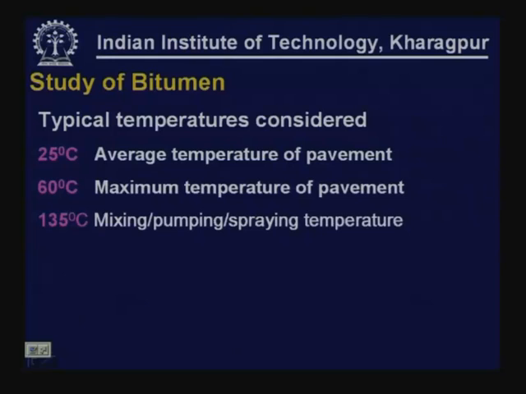Maximum temperature of pavement, maximum service temperature, that is normally considered to be 60 degrees centigrade, although we now know that the maximum service temperature can be even much higher than this. Maximum mixing, pumping or spraying temperature, for all these operations, to understand the behavior of the bitumen, we normally use a temperature of 135, or in some tests we also use a temperature of 150 degrees centigrade.